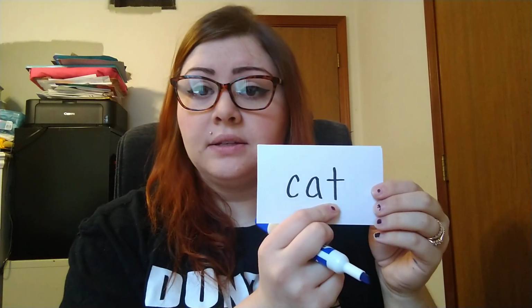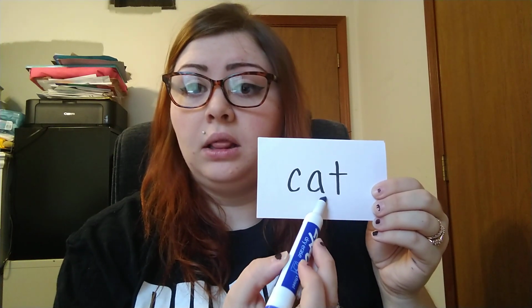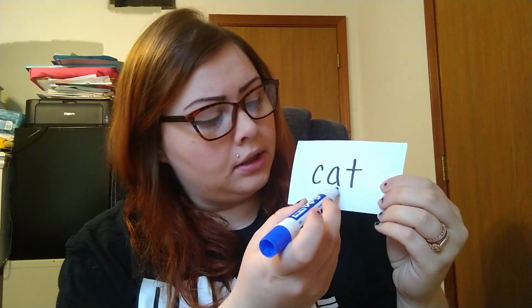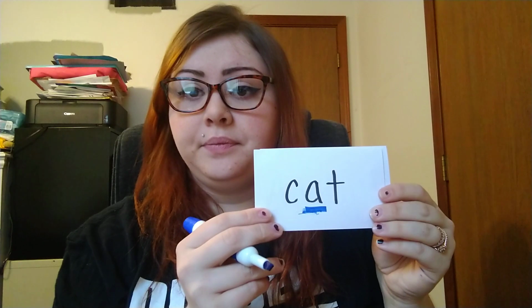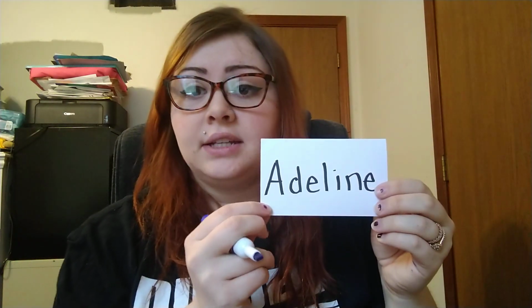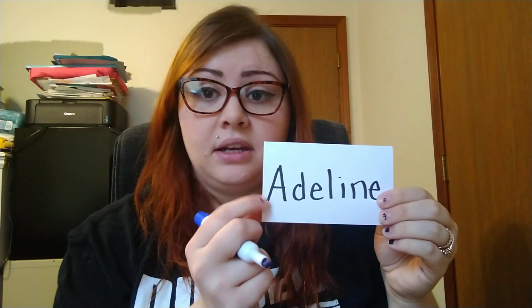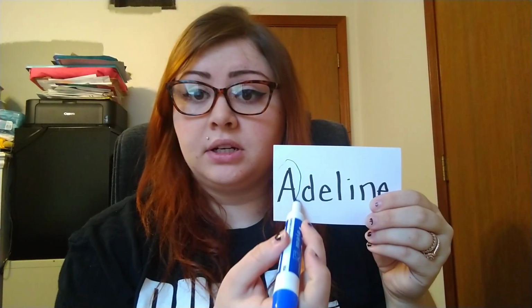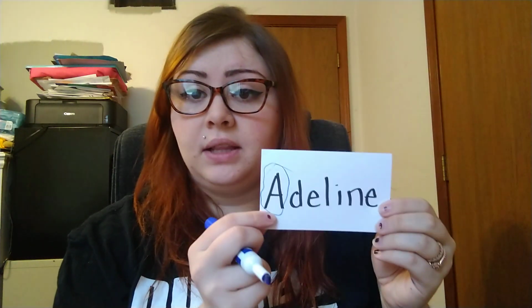C-A-T. Cat. So cat has a C, a lowercase a, so we're going to underline the lowercase a, and then it has a T. But if we look at Adeline, we can see a pointy A, which is a capital letter. So we're going to circle the capital letter A for Adeline.